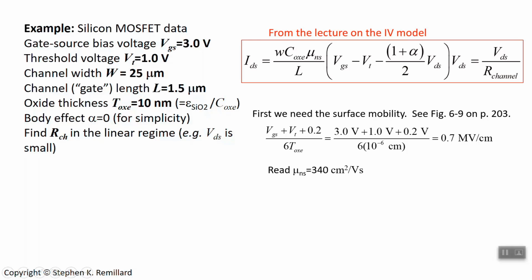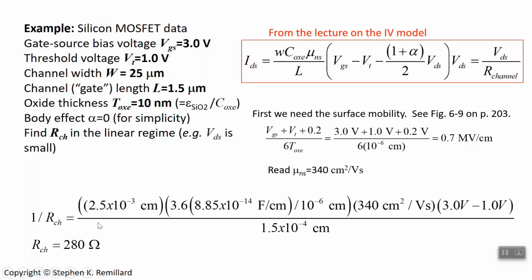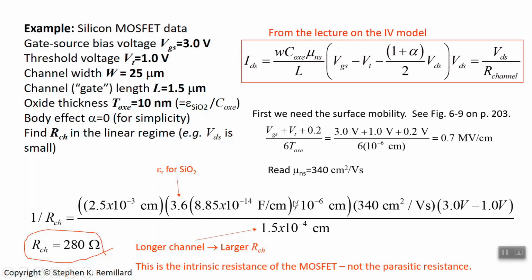And then everything else is a given, including oxide capacitance, which is permittivity of silicon dioxide divided by the thickness of silicon dioxide. So let's put that together then. W was 25 microns. Permittivity of silicon dioxide is the relative permittivity of 3.6 times epsilon naught in farads per centimeter. And so I'm doing all this in centimeters.